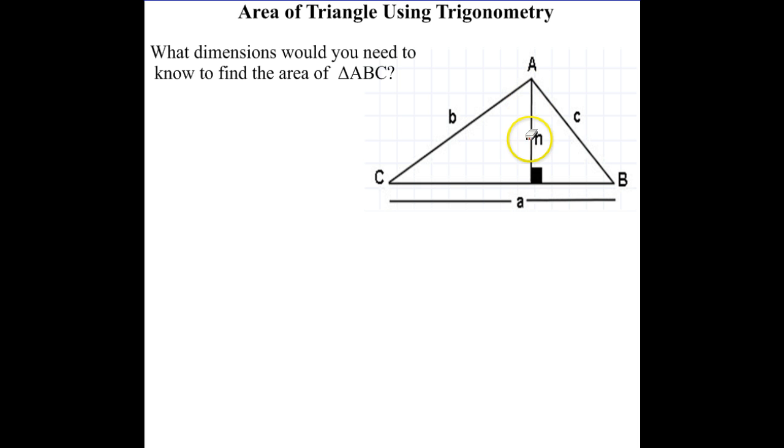I'd also like you to sketch the altitude of the triangle. Label it h. Of course, an altitude forms a right angle. So play the recording when you've made the sketch and you've thought about what you would need to know to find the area.